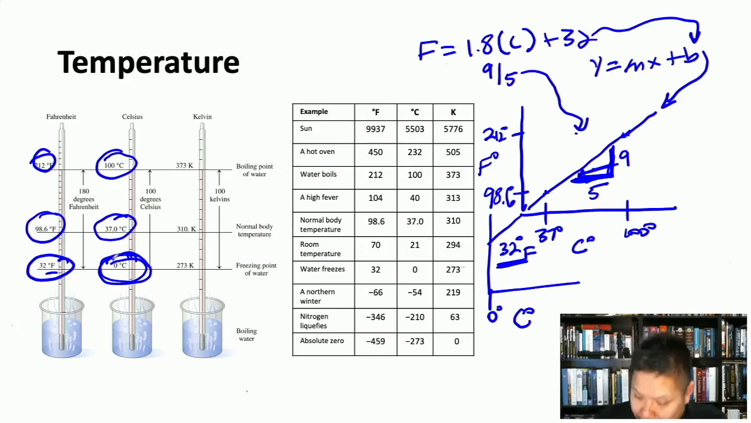Pretty cool. And then it's really easy to convert from Celsius to Kelvin, because Kelvin just equals the Celsius temperature plus 273. Let me write this over here. Kelvin equals the Celsius temperature plus 273. And that's how you get the Kelvin temperature.